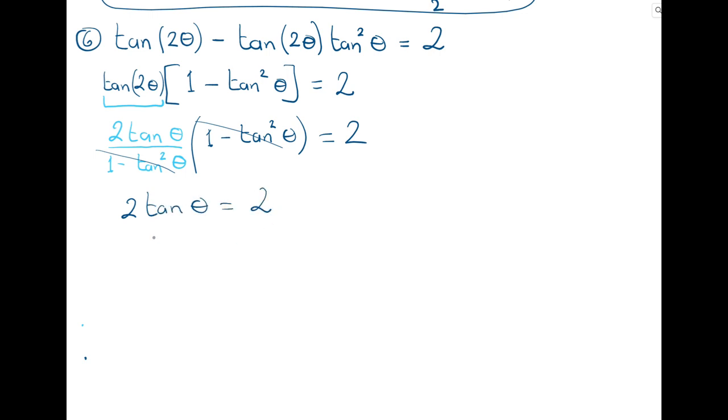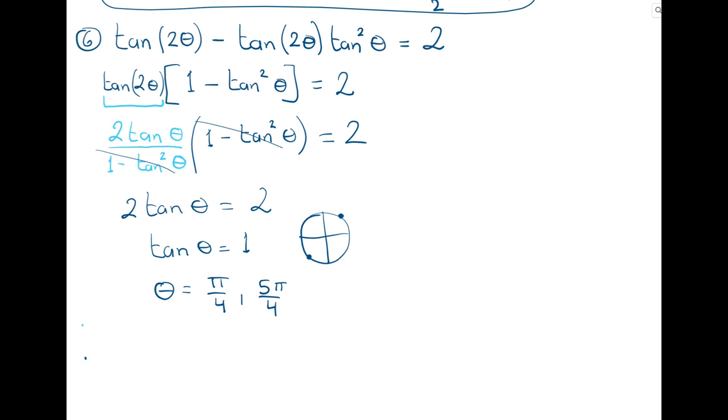So all I'm left with is 2 tangent theta equals 2. And then divide by 2 on both sides. Tangent theta equals 1. And where is the tangent equal to 1? Well, tangent is positive 1 in quadrant 1 and in quadrant 3, pi over 4 and 5 pi over 4, right? So theta is equal to pi over 4 and 5 pi over 4.